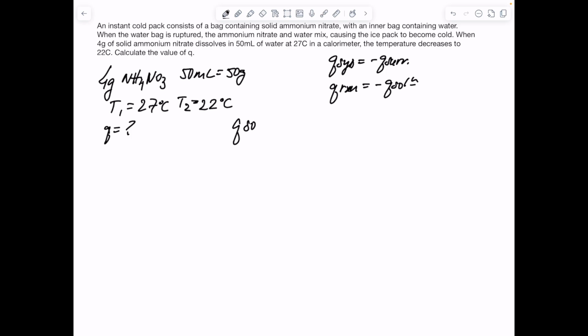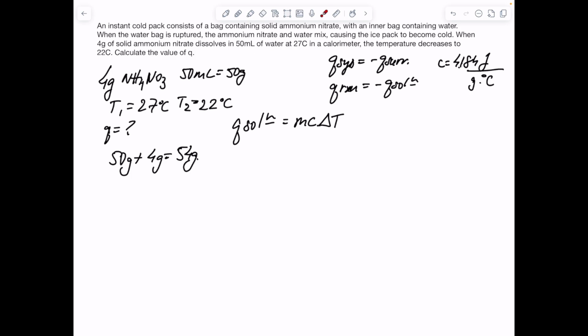So let's find Q solution. Okay. Again, mcΔT. Remember, C of water is 4.184 joules per gram times Celsius. So our mass here of the solution, beware, it's not 4 grams, it's not 50 grams, it's 50 plus 4 grams. So it's 54 grams because the solution is the water and the ammonium nitrate together. So that is why we add them.